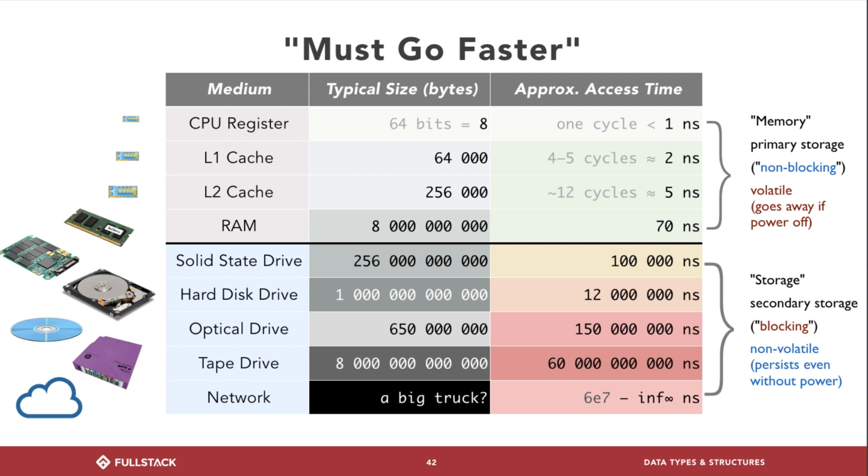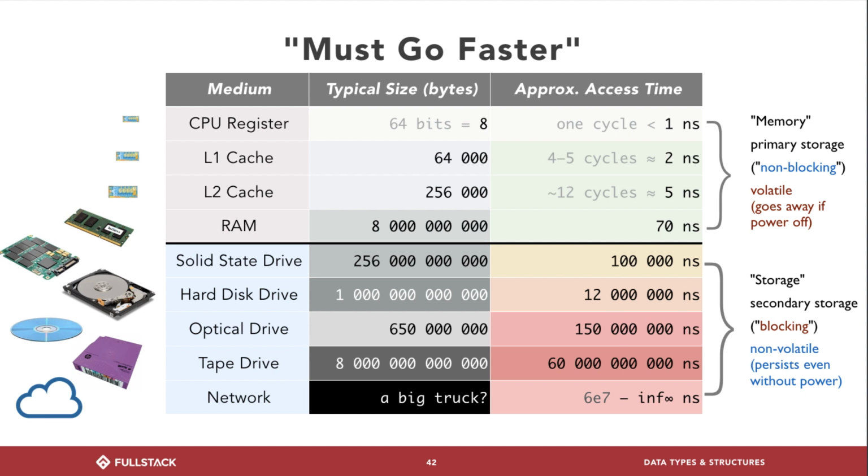Another important trade-off is volatility. So remember that there's a difference between storage and memory. And one of the distinguishing factors is if I turn off the system, if I power down the computer, does the information persist or does it go away?